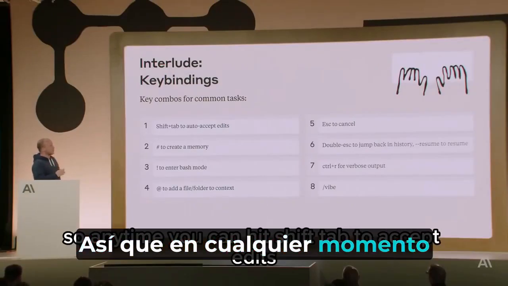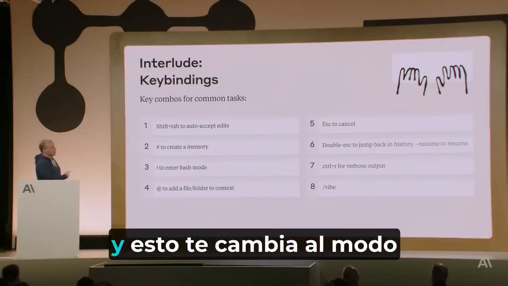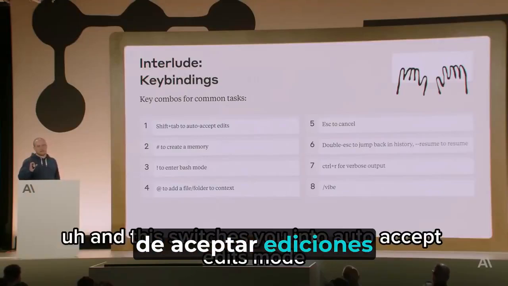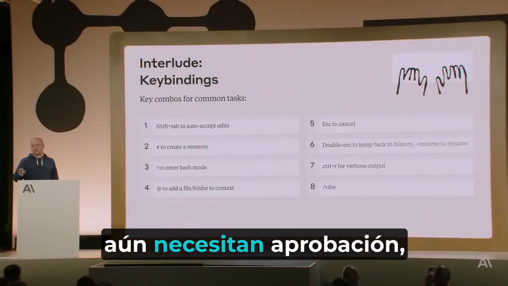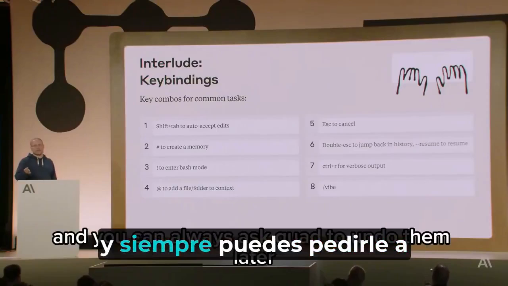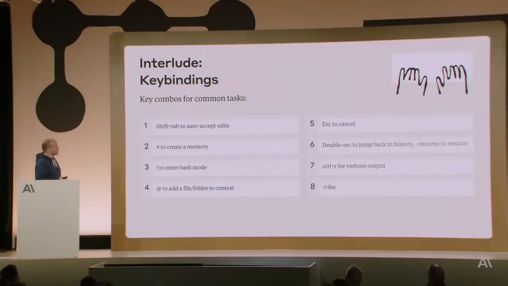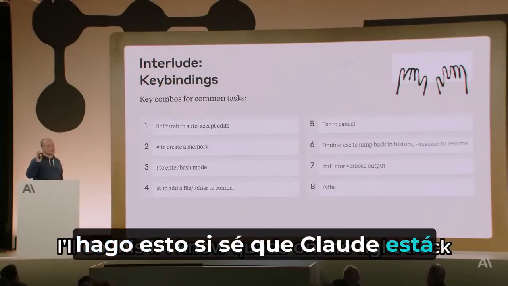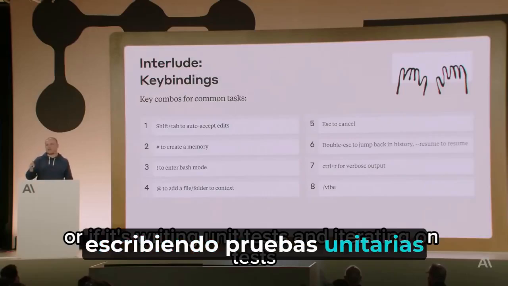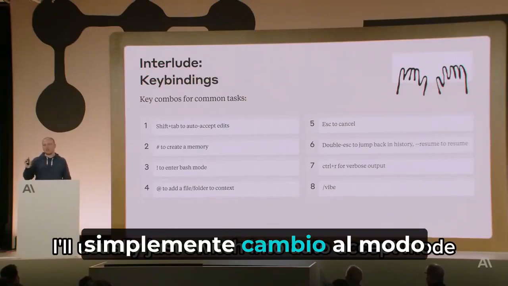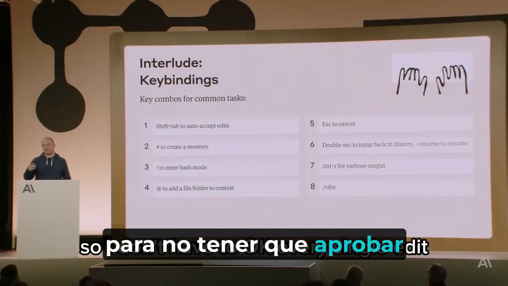Anytime you can hit Shift-Tab to accept edits. This switches you into auto-accept edits mode. So bash commands still need approval, but edits are auto-accepted. And you can always ask Claude to undo them later. For example, I'll do this if I know Claude's on the right track, or if it's writing unit tests and iterating on tests. I'll usually just switch into auto-accept mode, so I don't have to OK every single edit.